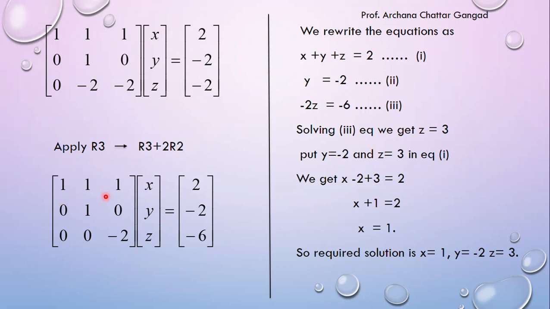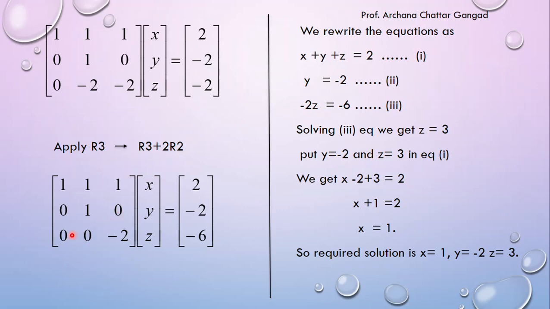Now reduce it to the linear equation. 1x plus 1y plus 1z is equal to 2. This is our first equation. Now second equation, 0 into x, no need to write. 1 into y, so only y. 0 into z, so z again no need to write. So what we get, y is equal to minus 2. This is our second equation.